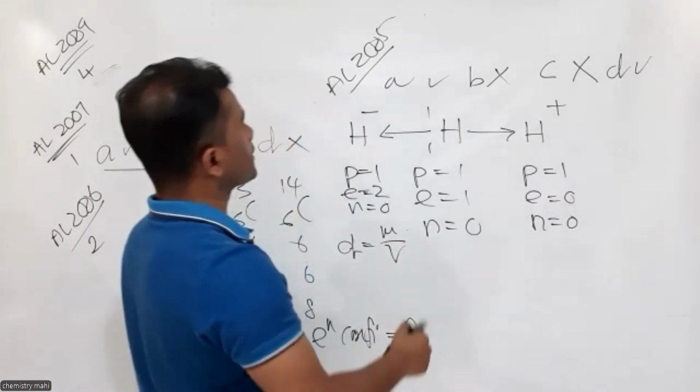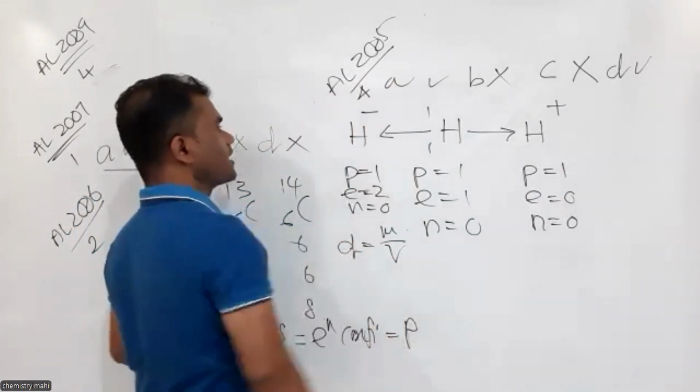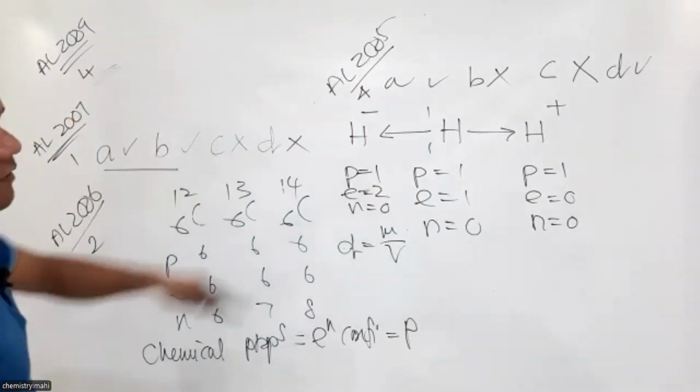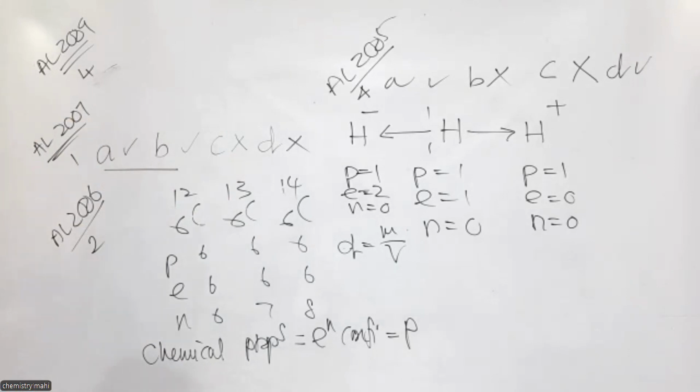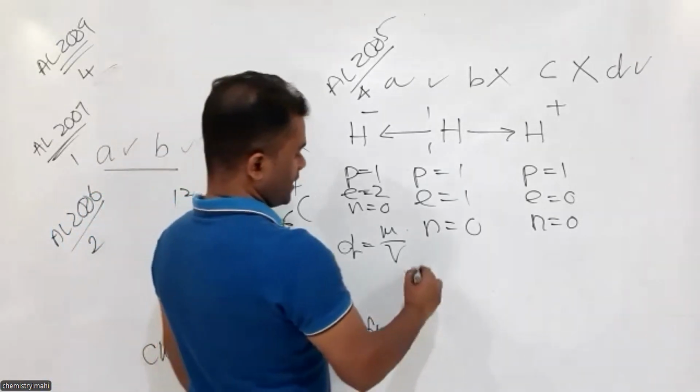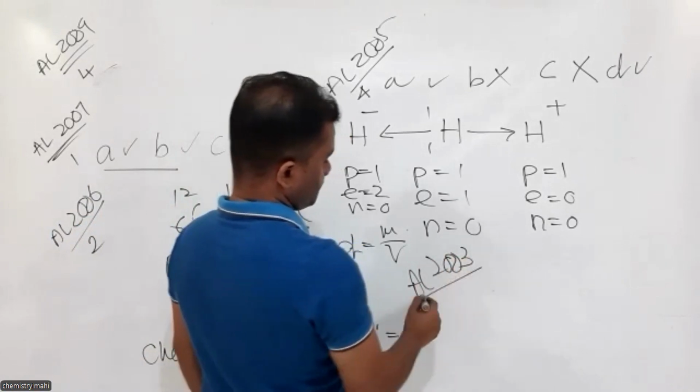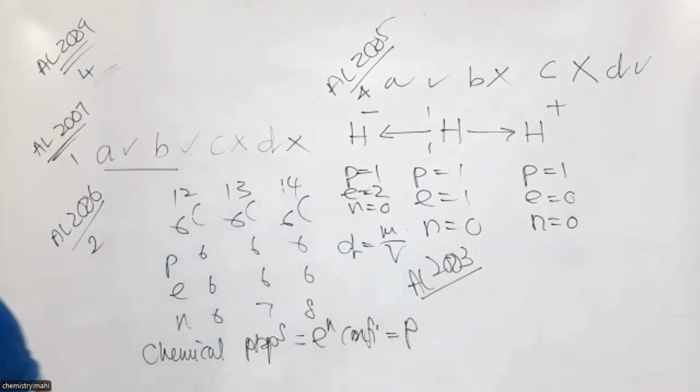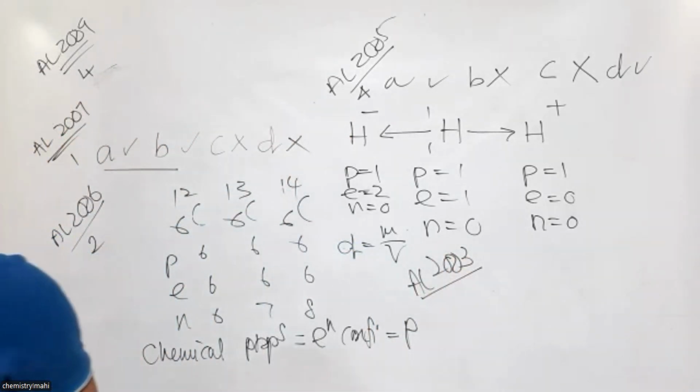AD correct means, if you remember the numbers I gave you, AD means it's the fourth answer. 2005, it's the fourth answer. Last one, A-level 2003. It's about which of the following statements is true for this?